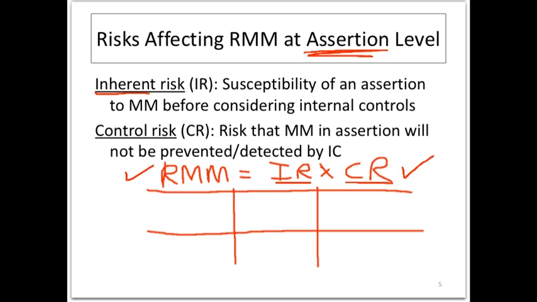So, first we have inherent risk, which is the risk that an assertion is susceptible to material misstatement prior to considering the effectiveness of any relevant internal controls. In other words, is there anything about the nature of an assertion that makes it inherently more risky or less risky than average? For example, consider the inherent risk of the valuation assertion for a tangible asset such as a building versus the inherent risk for the valuation of an intangible asset like a patent or trademark.